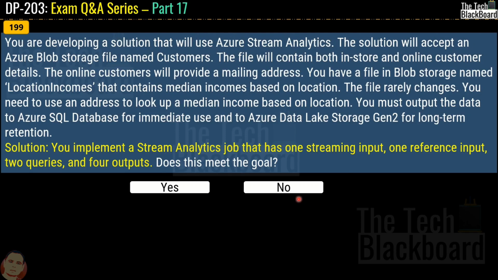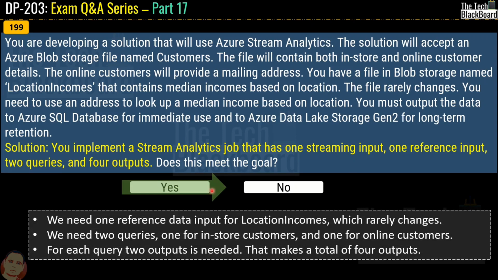And this time the solution says that you implement a stream analytics job that has one streaming input, one reference input, two queries and four outputs. Does this meet the goal? And this time the correct answer is yes. So here comes the justification for the same. Here you can see that as per the question, we need one reference input for location incomes. And the question says that this file, which is location incomes, is rarely used. Then we need two queries, one for the in-store customers and one for the online customers.